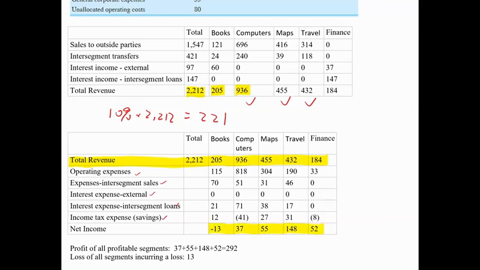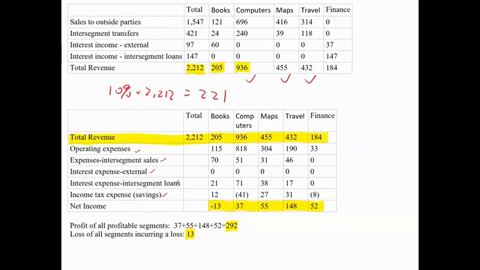So next is to calculate the profit of all profitable segments. In total we have 4 segments that are profitable, so the total is 292. And then the loss of all segments incurring a loss is 13. We only have 1 segment, books, that has a loss. So we compare these 2 numbers, see that the profit is larger than the loss, then we are going to use 292 as the base amount, and then 10% of this base amount is, okay, 10% of 292 is 29.